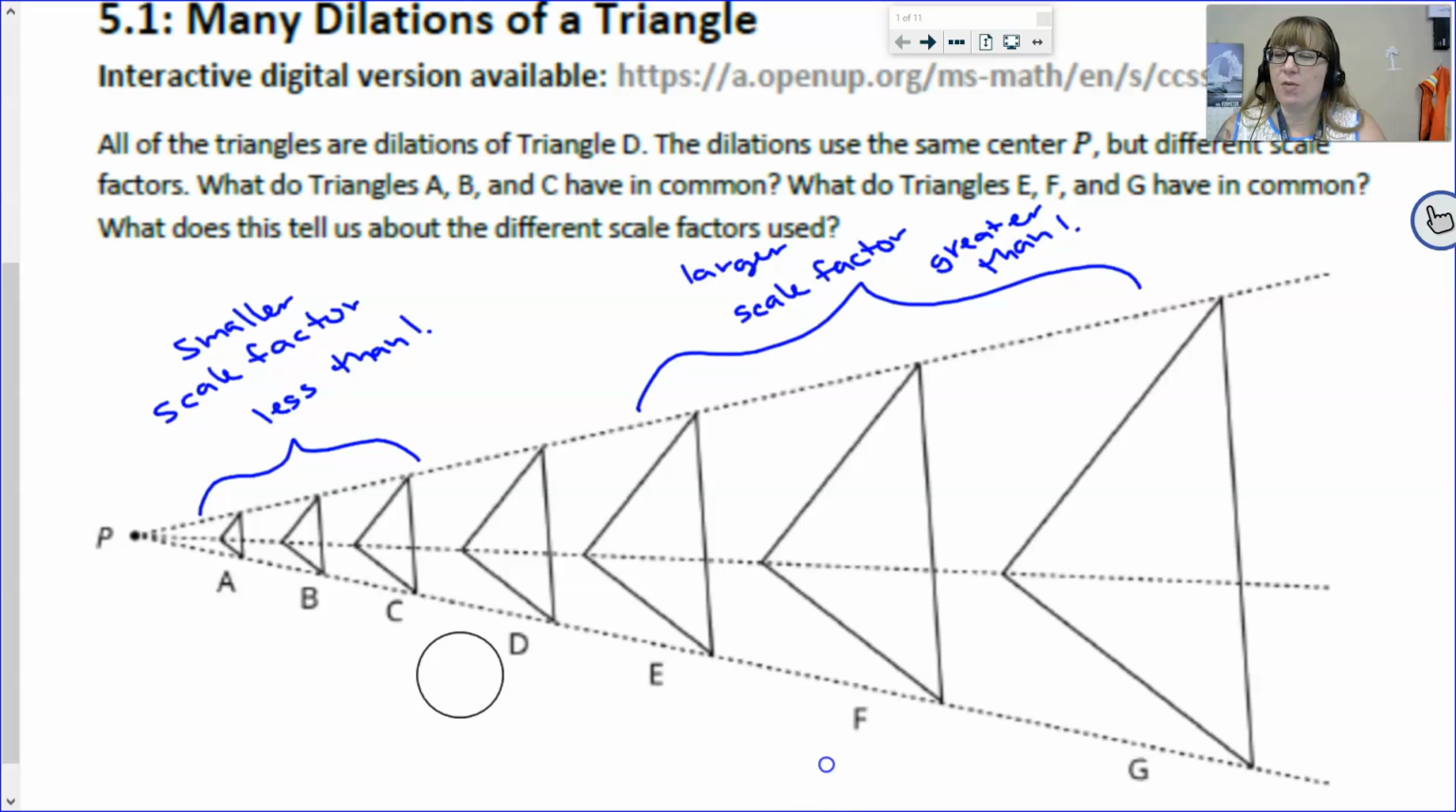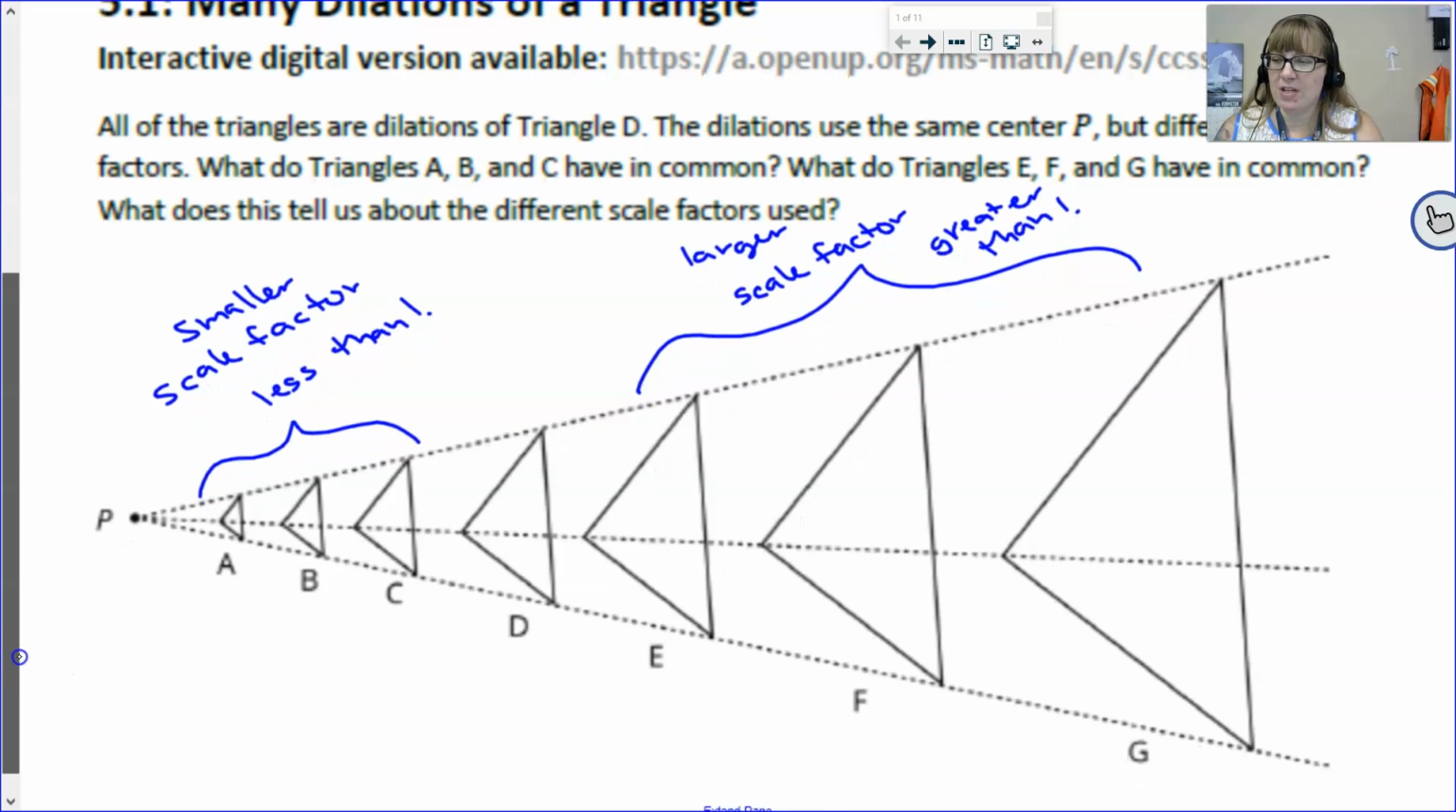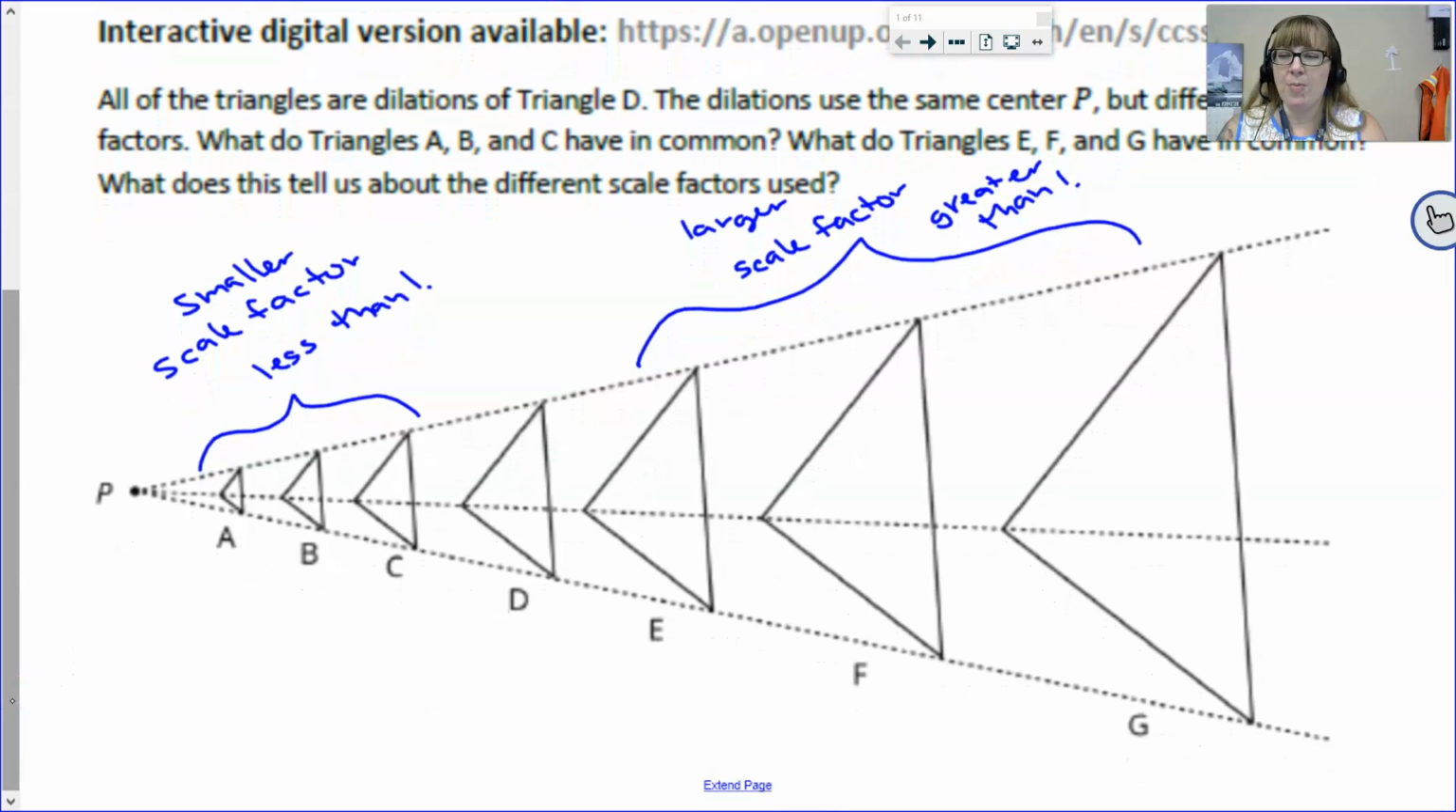Now I want you to look for other things that you're noticing, kind of like a notice and wonder, but just noticing this time. There are specific characteristics that I hope that you observe. Pause the video to notice a few things and then come back and review the things that I wanted you to notice.